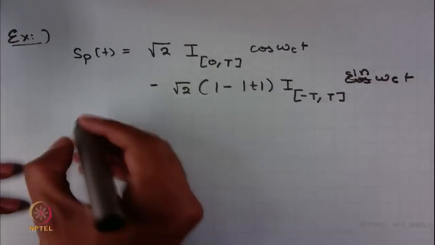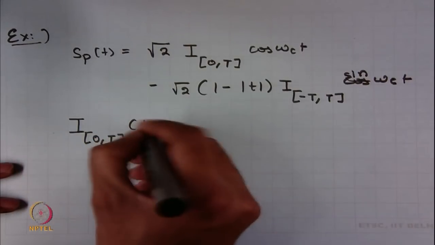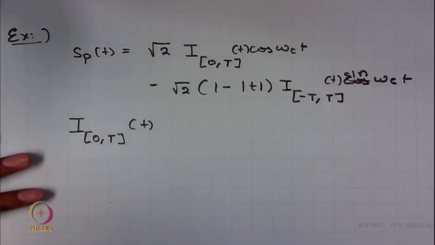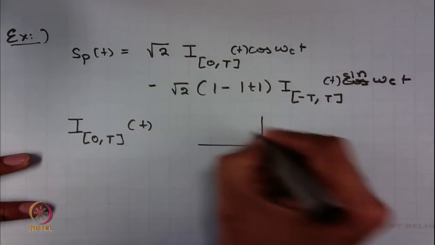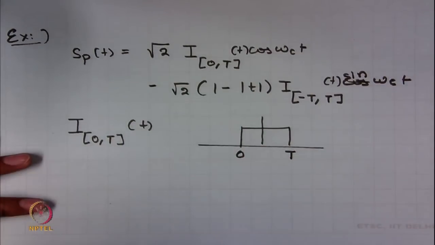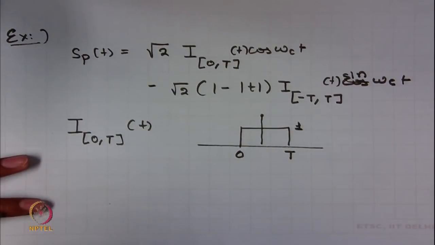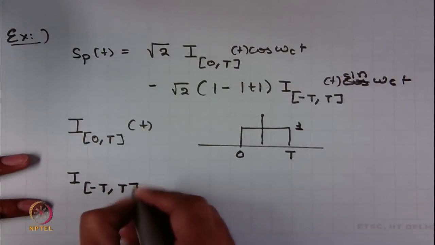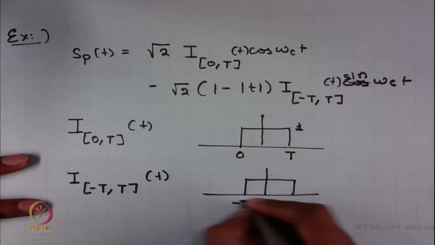So, what is this I_0T(t)? Let us define this. Let us say that this is a rectangular function which goes from 0 to T, with, let us say, some amplitude 1. Similarly, this I_{-T,T}(t) would be a function which goes from minus T to plus T.